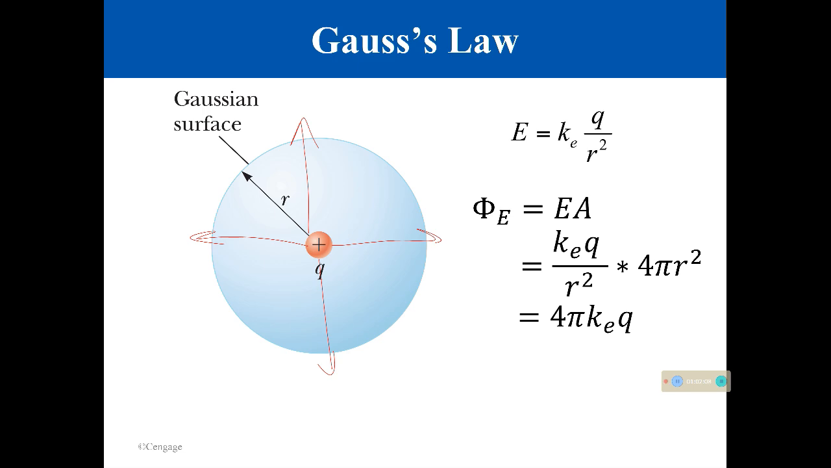But what happens to the area of the sphere? It also gets smaller. By how much? Also r squared. Because here is the equation for E. Here is the equation for surface area of a sphere. Yes? So what happens to r squared?